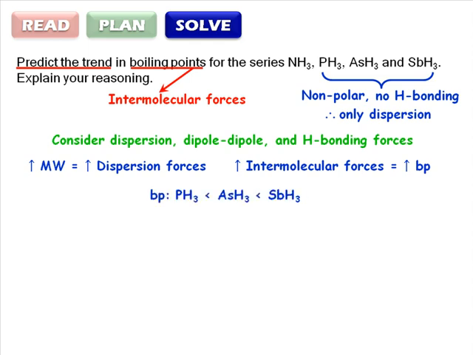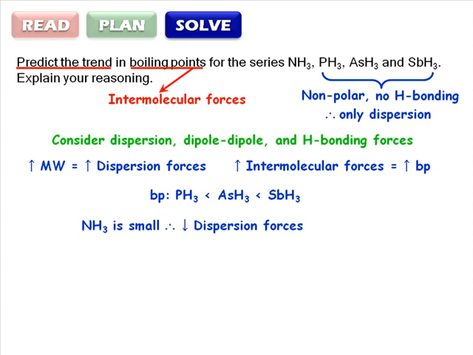Now we just need to figure out how NH3 fits in. If we only consider dispersion forces, NH3 is the smallest molecule, so it would experience the smallest dispersion forces, and have the lowest boiling point. But we have to consider the other two intermolecular forces. NH3 is a polar molecule.